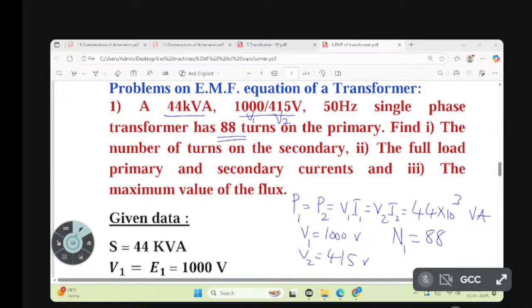What's the value of N1? How much? Number of turns cannot be in decimal. It should be rounded off. It will be 1 turn, 2 turns, 3 turns. How much did you get?